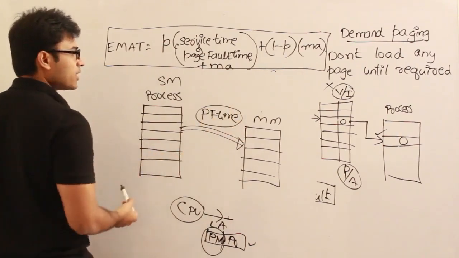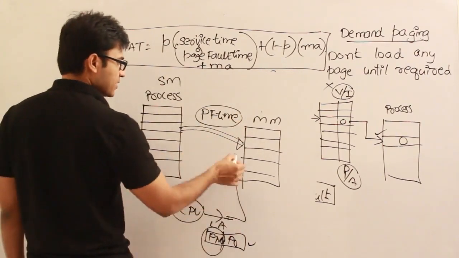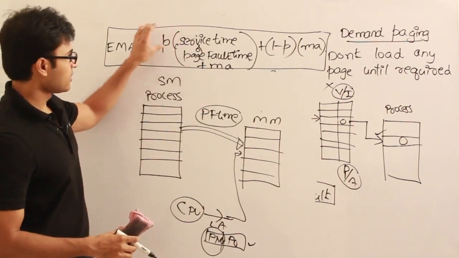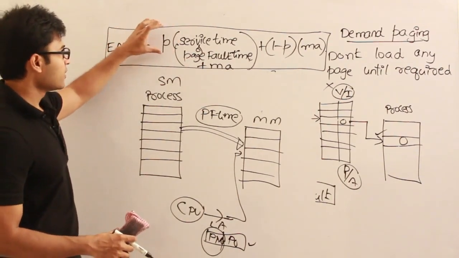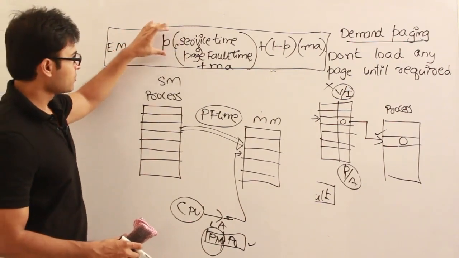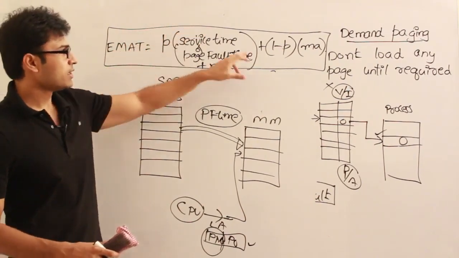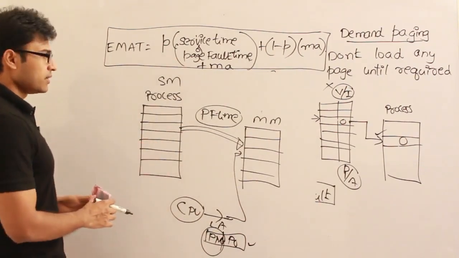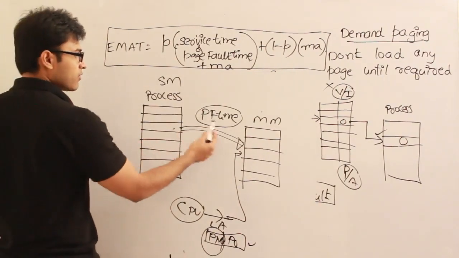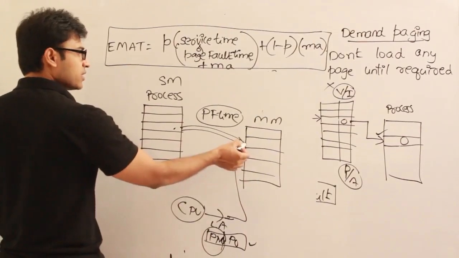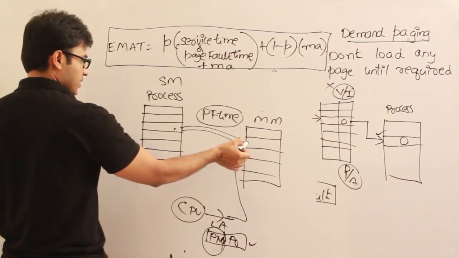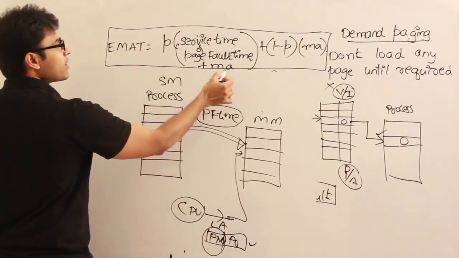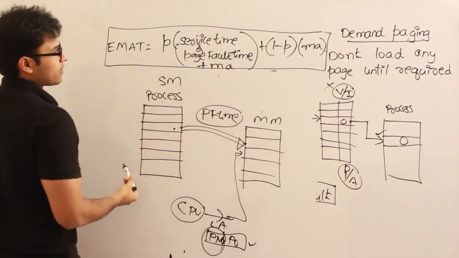Now this is going to be very high compared to directly accessing the main memory, right? So in case there is a page fault, the effective access time is going to be the page fault rate into the page fault time. In case there is no page fault, it is going to be simply MA. But in any case, even after loading the required page, you are supposed to read the concerned word from that page. Therefore, I am supposed to add MA even in the case of service time.